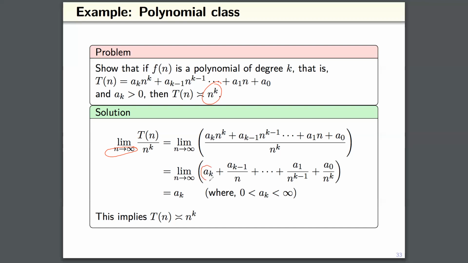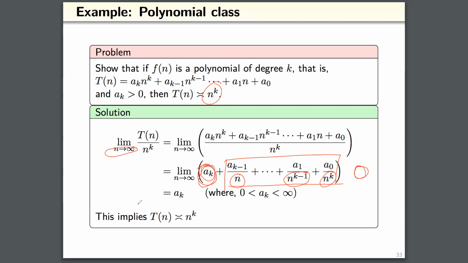What do you get? a_k, n power k cancels. a_(k-1) divided by n, there is one extra n factor here. So on, a_1 divided by n power k minus 1, a_0 divided by n power k. What happens when n tends to infinity? All these will be 0, right? Because the denominators go to infinity, the numerators are constants, and it does not matter whether they are positive or negative constants. At the limit, they go to 0.